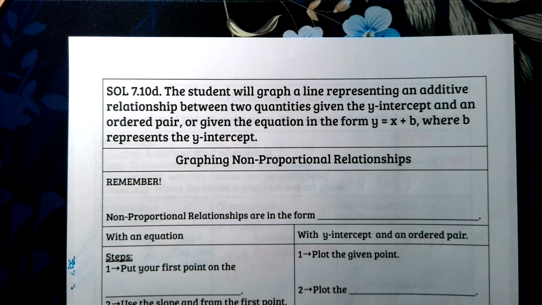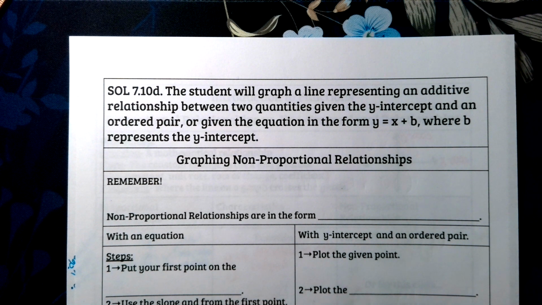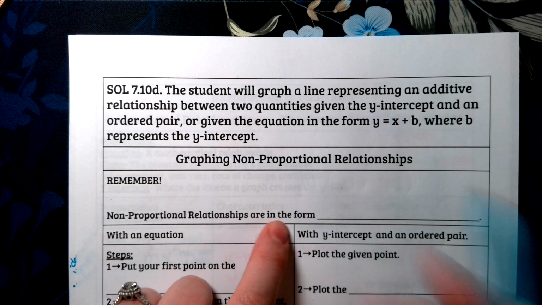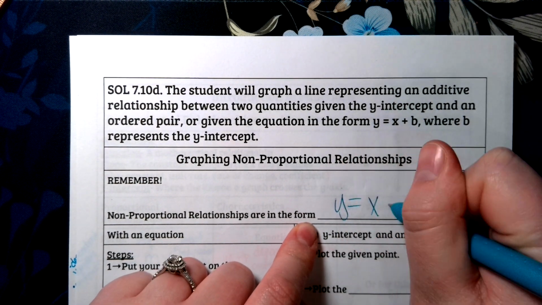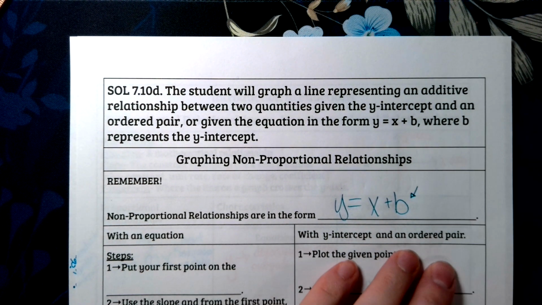So we have already graphed proportional relationships. Now we are going to graph non-proportional relationships. Remember, non-proportional relationships for our class are going to be in the form y equals x plus b. What does that b represent?